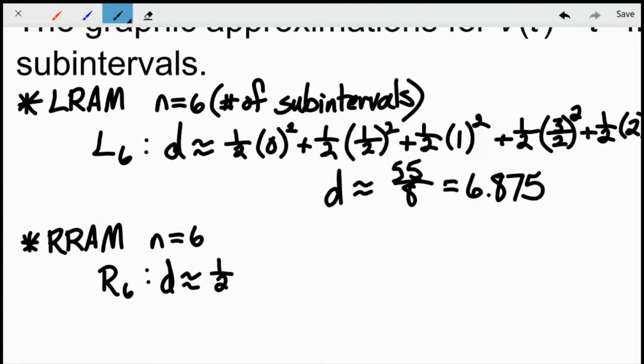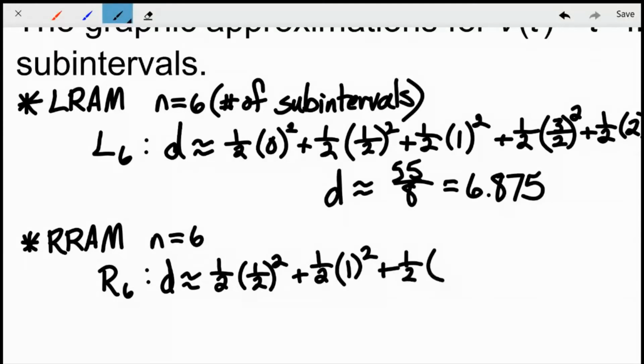So the first time interval goes from 0 to 1/2. So the right side of that subinterval is at 1/2. 1/2 squared would be the function value. So that's the height of that rectangle. The second rectangle would go from 1/2 to 1. The right side of that subinterval is 1. And then we're going to continue on that process. Then from 1 to 1.5, so I'm going to get 3/2 squared.